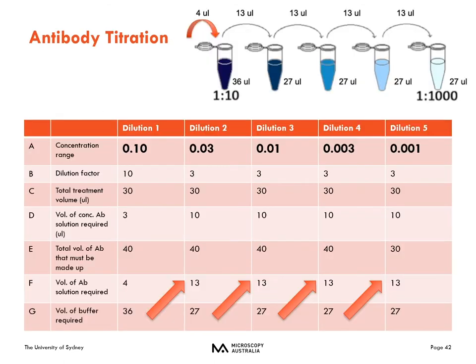You can use this form to help you with the correct titration for your antibody for your experiment. This is working from 1 to 10 to 1 to 1,000.